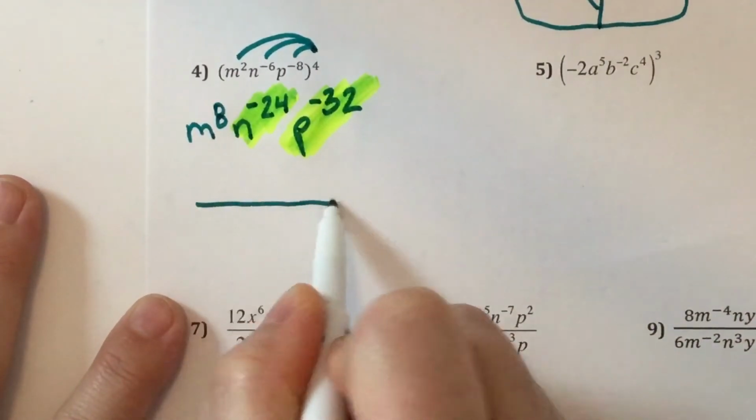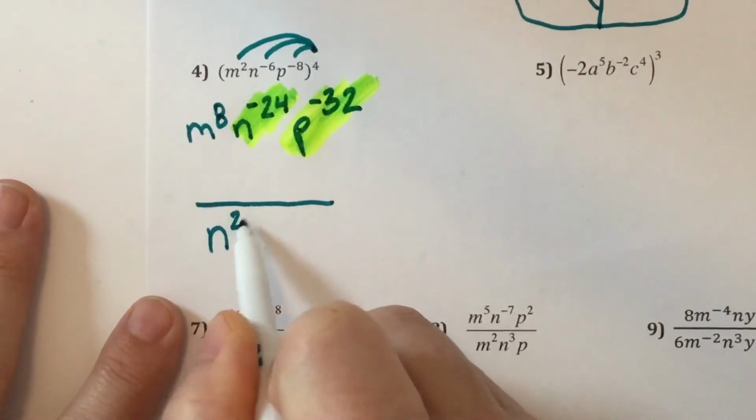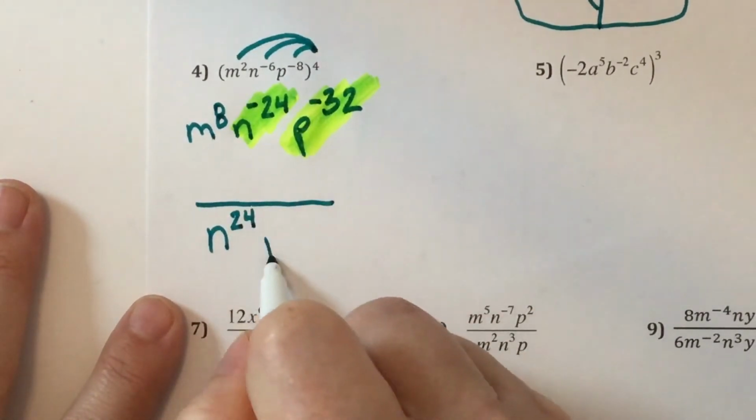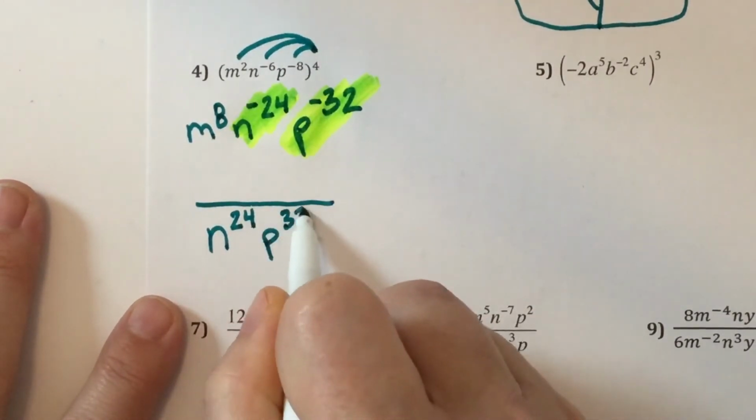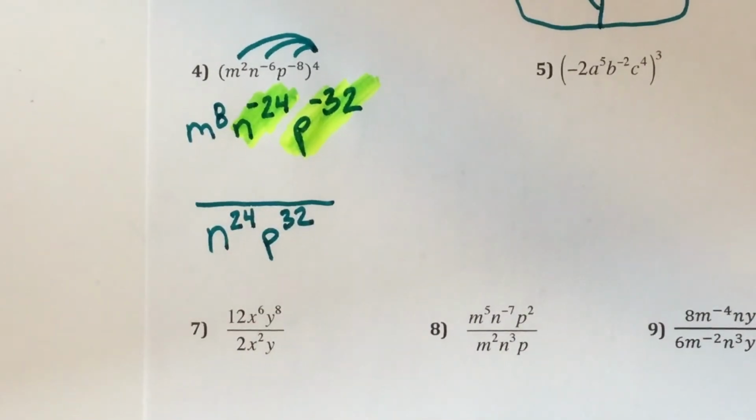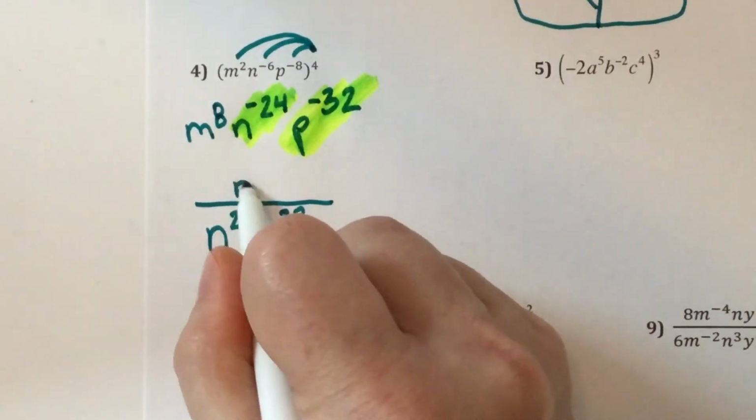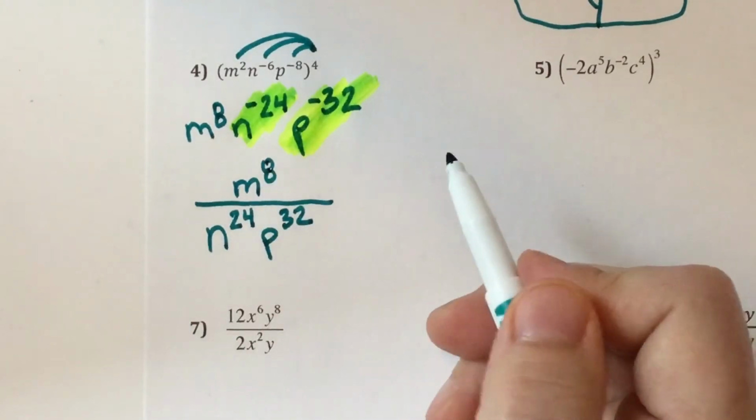So my N drops to the bottom. The exponent becomes a positive 24. My P drops to the bottom and its exponent becomes a positive 32. Mr. M does not have to move, so he stays on top. And that's my answer.